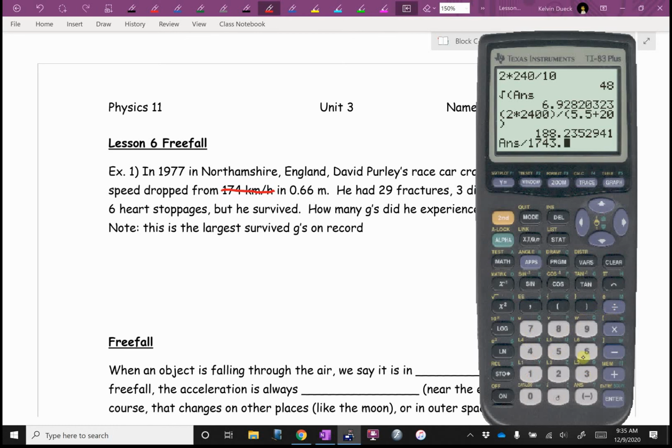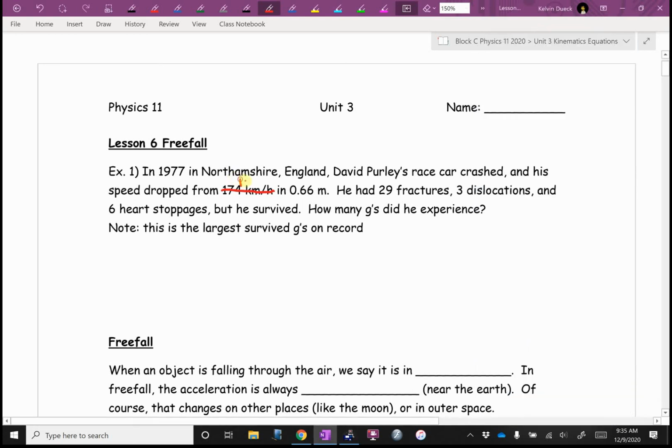174 divided by 3.6. Oh, I totally did that wrong. I got an answer button on here. 174 divided by 3.6. 48.3. So I'll write 48.3. I'll try and use my answer button if I can on my calculator because it is 48.33333. But I'll just write up here really small 48.3 meters per second. In 0.66 meters, so 174 kilometers to 0 in about this distance. That's about point, because a meter is about like that. So 0.6 of a meter, about like that. That's a pretty rapid stop.